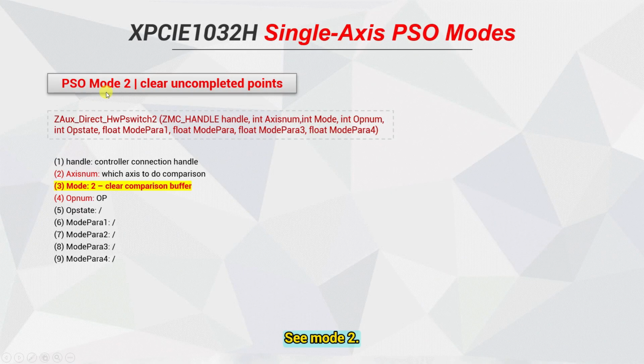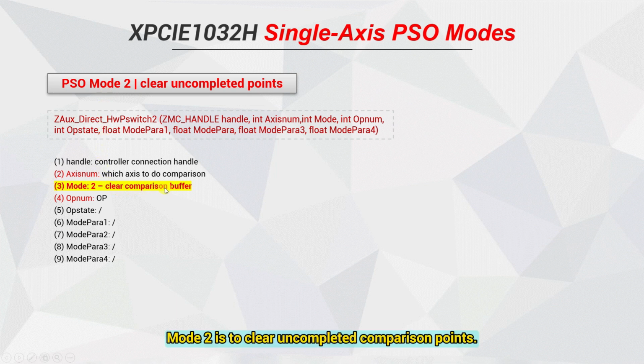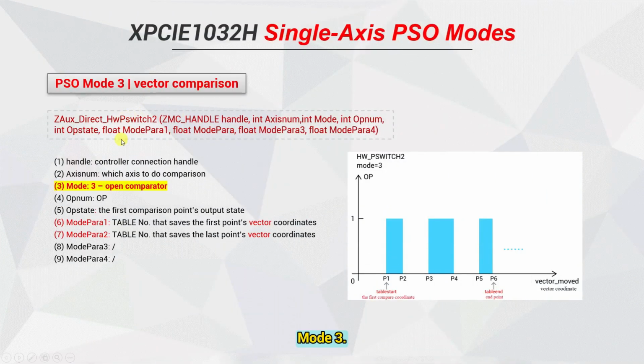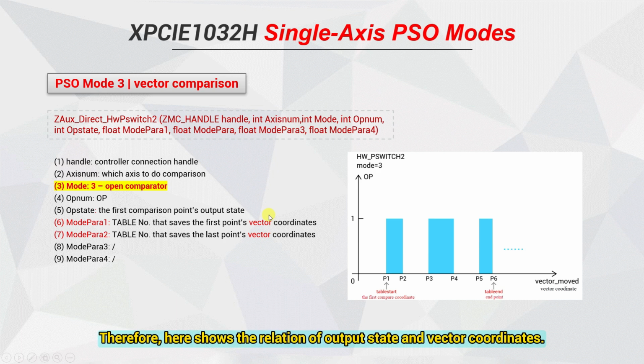See Mode 2. It is easier. Mode 2 is to clear uncompleted comparison points. Please note, after completed comparison, Mode 2 must be used to stop and delete. Mode 3. Compare with vector distance. Similar to Mode 1, but this is mainly for vector position. Therefore, here shows the relation of output state and vector coordinates.